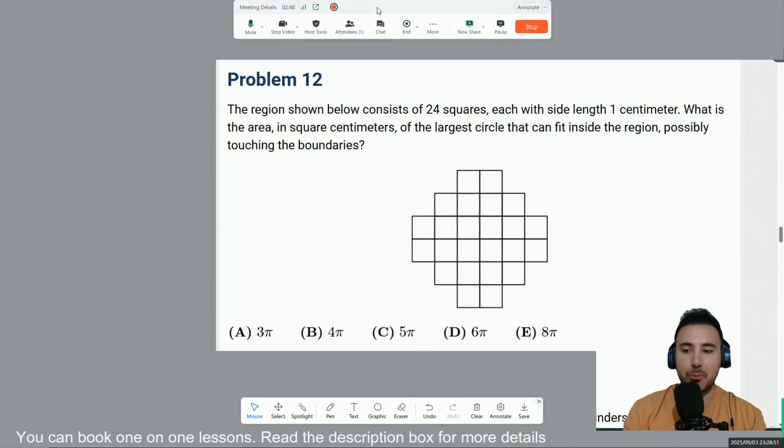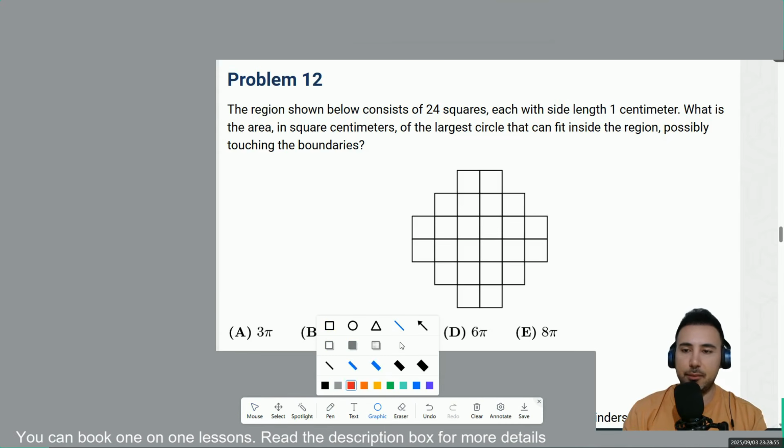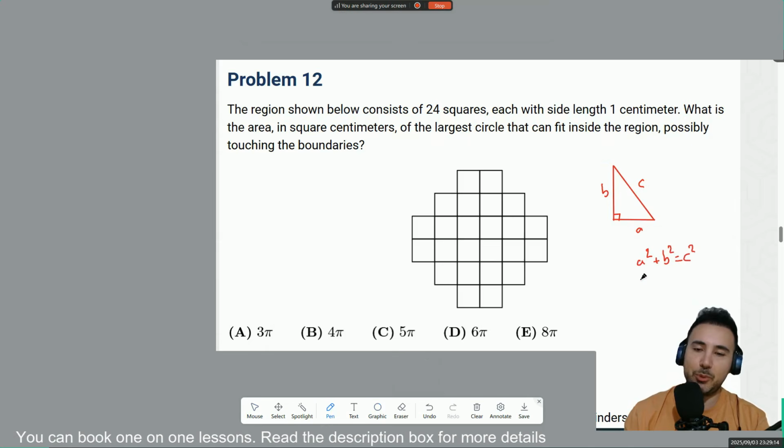Okay, you may not know, but problem 12 is a Pythagorean theorem question, right? We know, if this is 90 degrees and this is A, this is B, this is C, because it's 90 degrees, we know A squared plus B squared is equal to C squared. And we need to use this to be able to do this question.